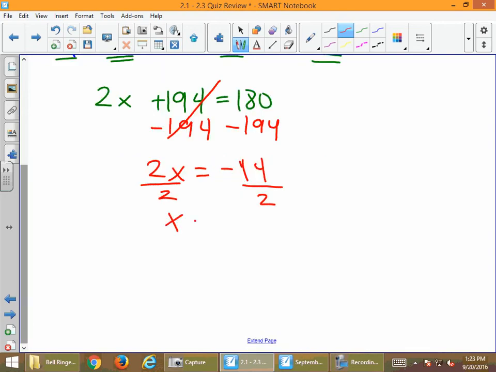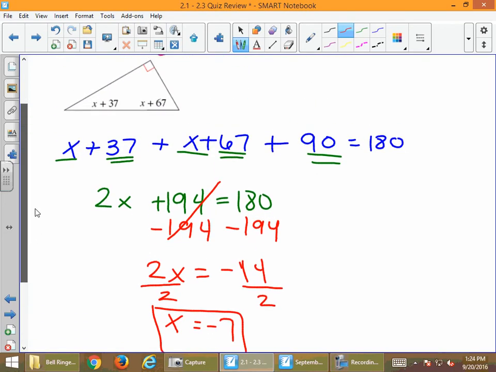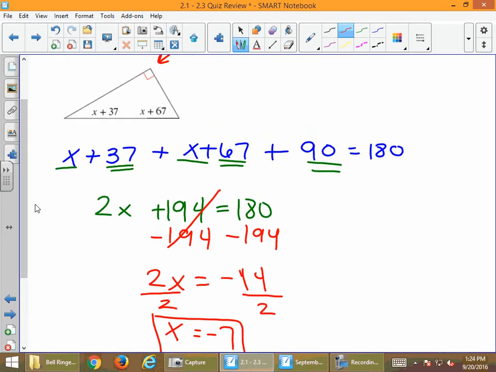X equals -7. Okay? Don't panic when you get a negative x like that. That sometimes is okay. As long as your segment or your angle's not negative, having a negative x value is perfectly fine. What do the directions say? We found x. We also need to find what? How are we going to do that? What do we have to do with the -7? Plug it in. You're going to take -7, plug it in here.